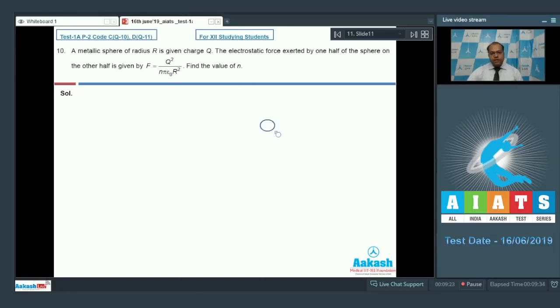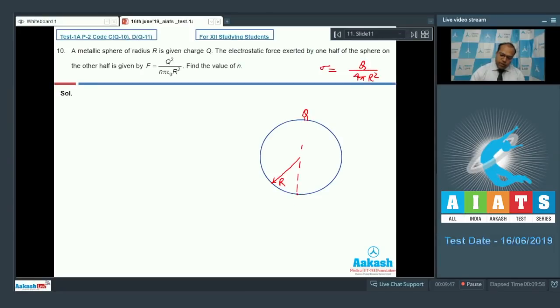So this is a metallic sphere of radius r. The charge q is uniformly distributed over this metallic sphere. So we can find the surface charge density sigma, that is q divided by 4 pi r square. Now we have to find the electrostatic force experienced by one half of the sphere due to the other half. We know that the electrostatic pressure acting on the sphere is given by sigma square divided by 2 epsilon naught.